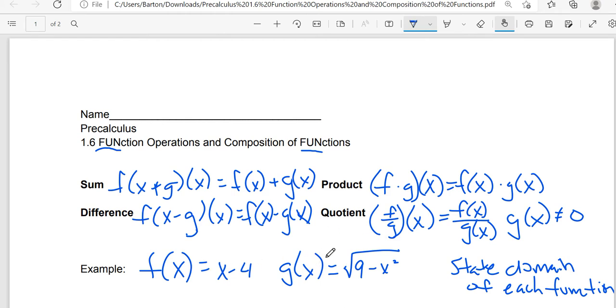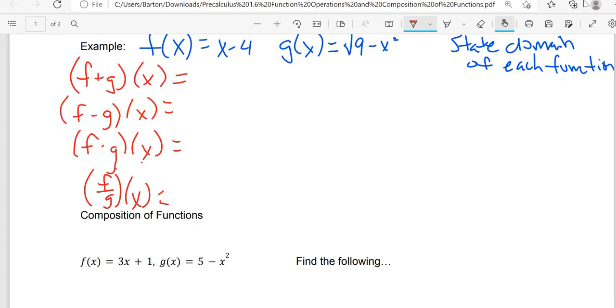f of x is equal to x minus 4, and g of x is equal to the square root of 9 minus x squared. And we're going to do all four operations, sum, difference, product, quotient, and then state the domain of each. All right, so let's do it. We got first addition. Simply just write it as x minus 4 plus the square root of 9 minus x squared. There's nothing more to simplify with this at all.